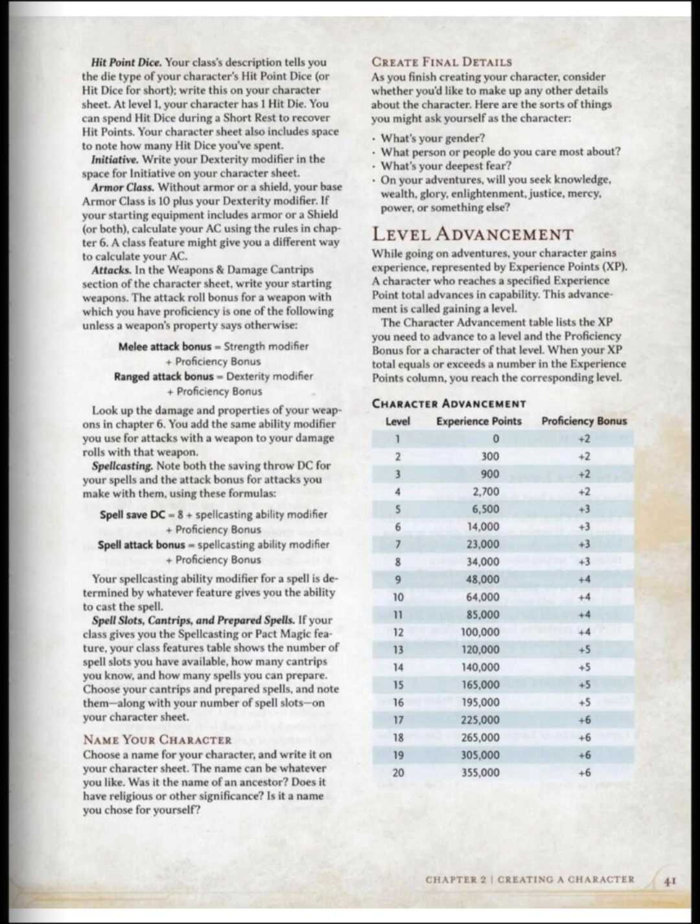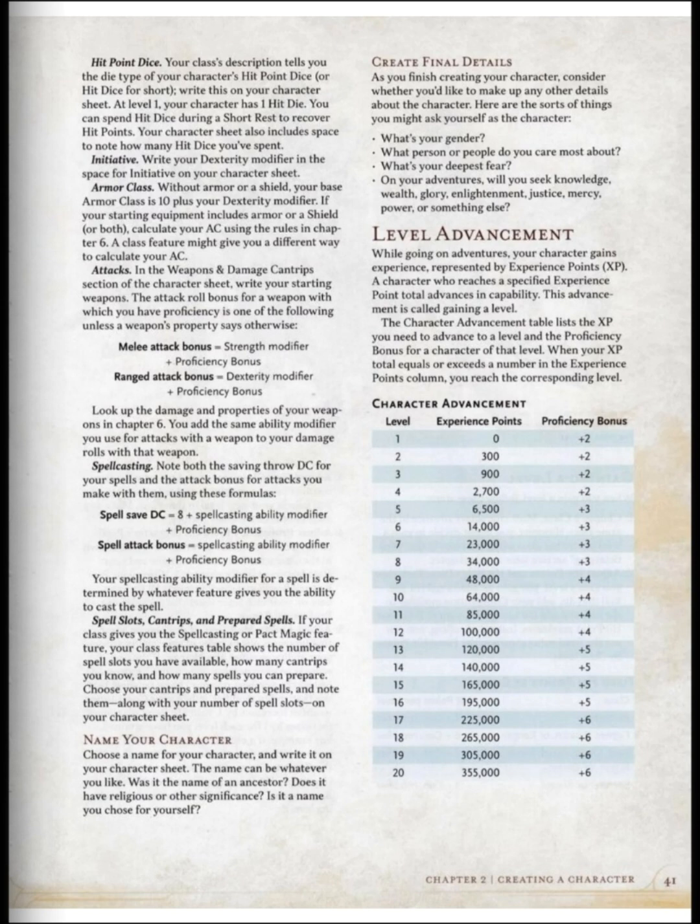Initiative. Write your Dexterity modifier in the space for initiative on your character sheet. Armor Class. Without armor or a shield, your base Armor Class is 10 plus your Dexterity modifier. If your starting equipment includes armor or a shield, or both, calculate your AC using the rules in Chapter 6. A class feature might give you a different way to calculate your AC. Attacks.